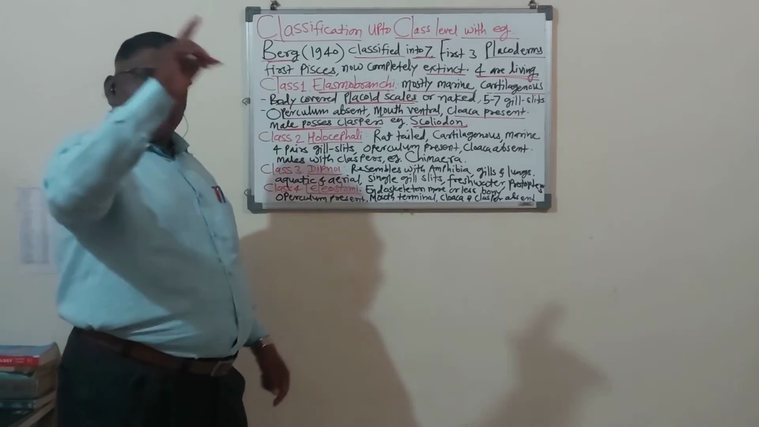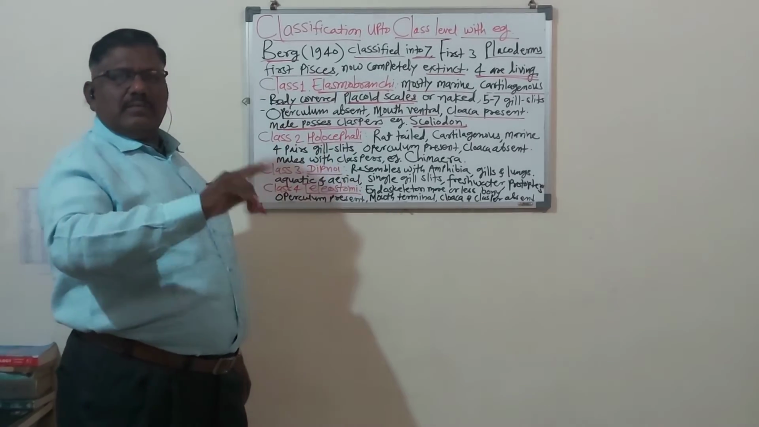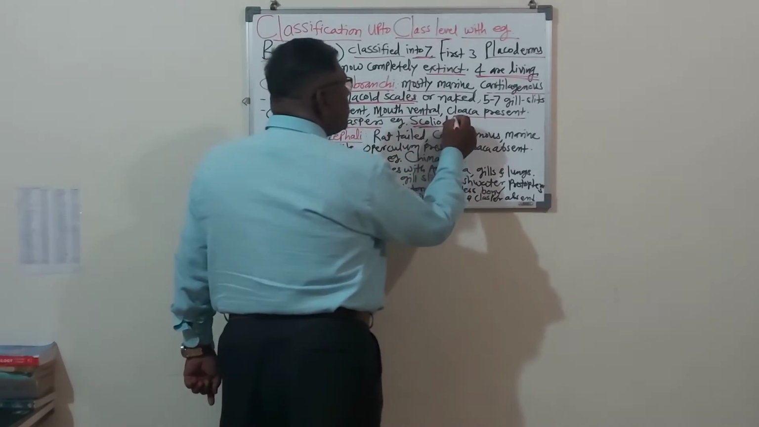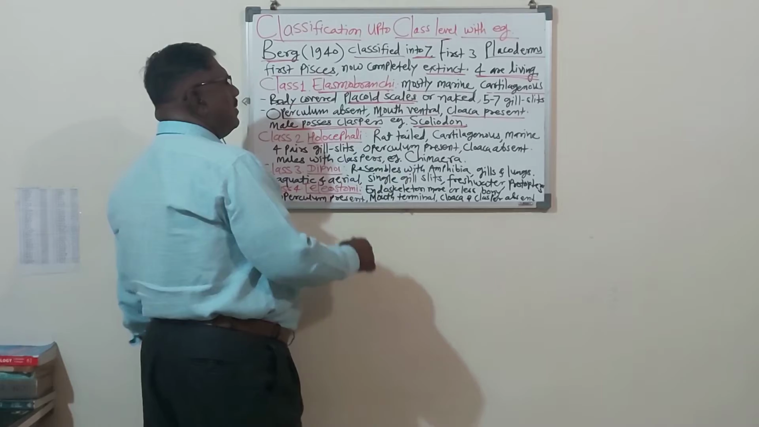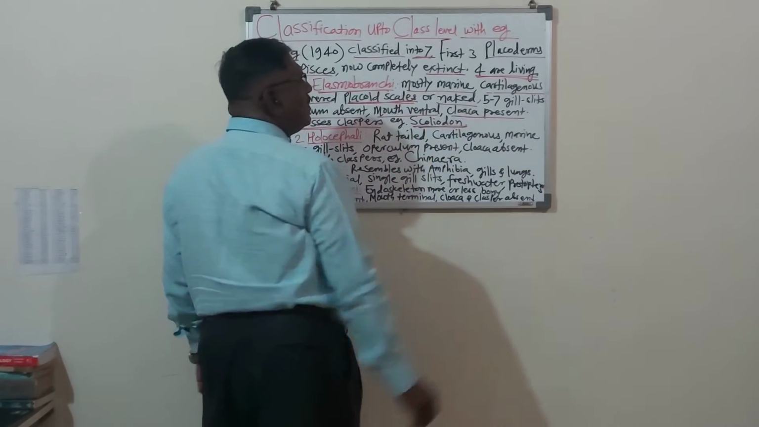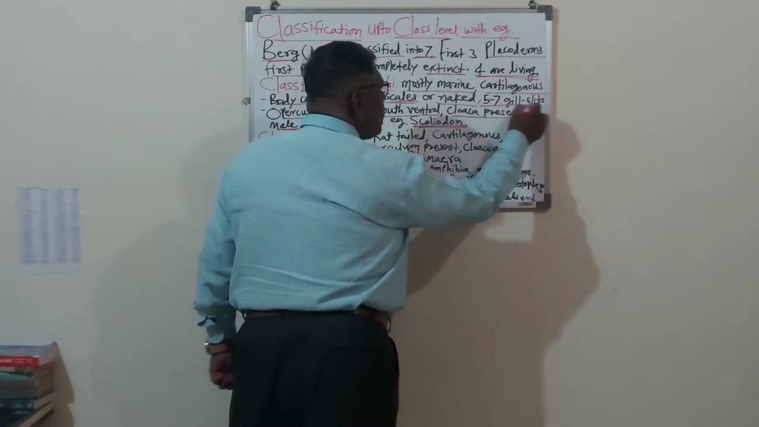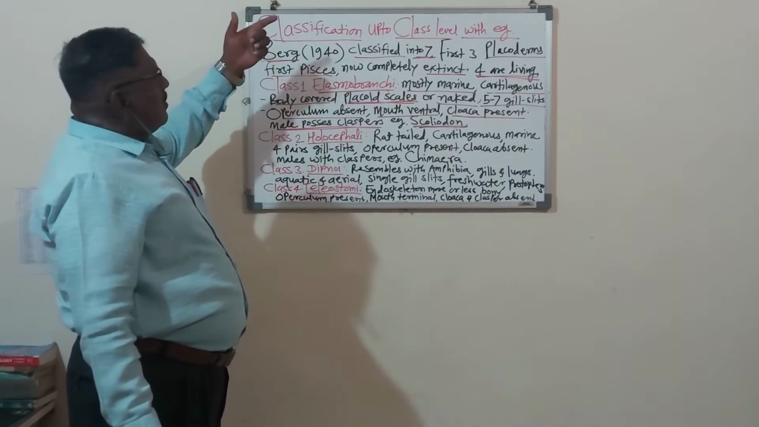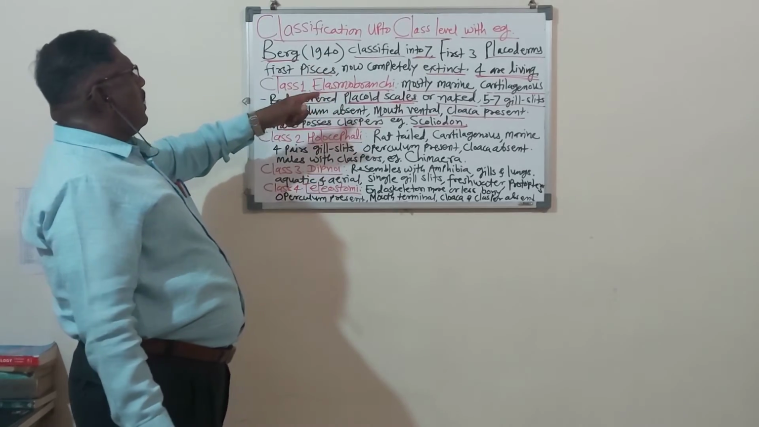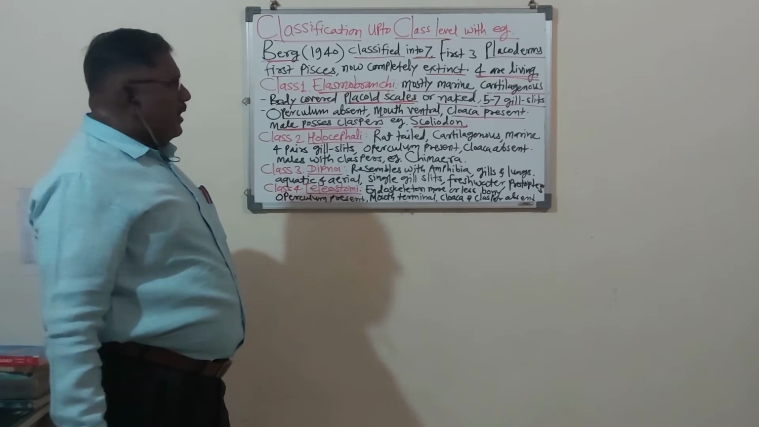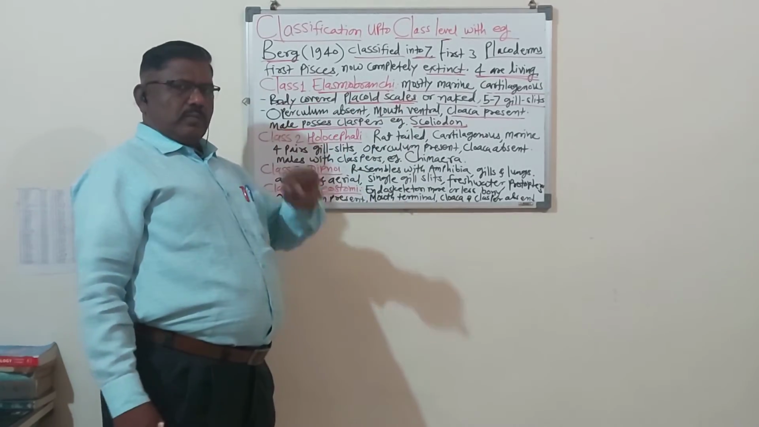Crescent shaped, ventral. Cloaca present. Scales are placoid or naked. 5 to 7 pairs of gill slits are present. Now these are the characteristics of the Elasmobranchii fishes, and the best example is the Scoliodon.